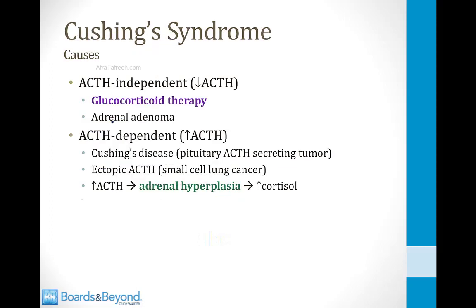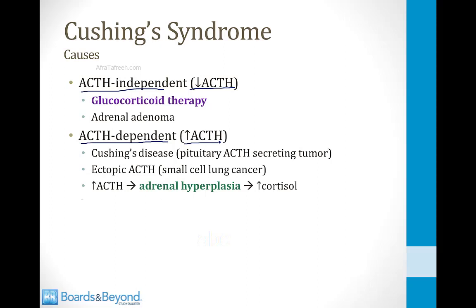You can divide the causes of Cushing's syndrome into those that are ACTH independent. These are syndromes where the ACTH level is low but cortisol production is high, and into those where they are ACTH dependent. These are syndromes where something is secreting too much ACTH and the adrenal glands are responding as they should by producing more cortisol.